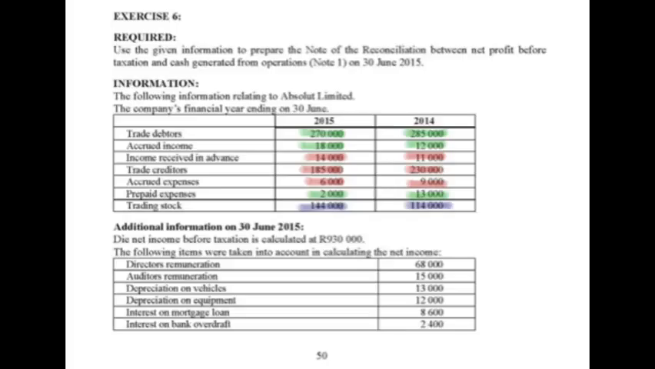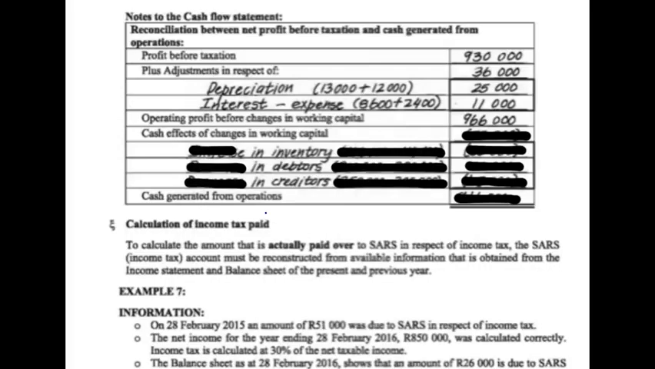So let's do inventory first. From 2014 to 2015, it increased from 114,000 to 144,000. So we need to write firstly, did it increase or decrease? It increased in inventory. We need to write down what information we are calculating: 144 minus 114. That leaves you with a 30,000 difference. The 30,000 was an increase, and we said that if it's an increase in an asset, it causes an outflow.